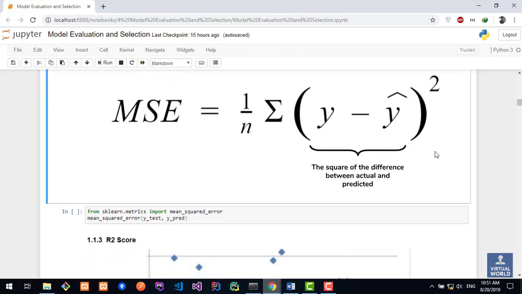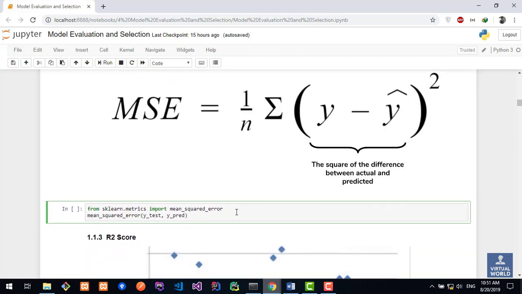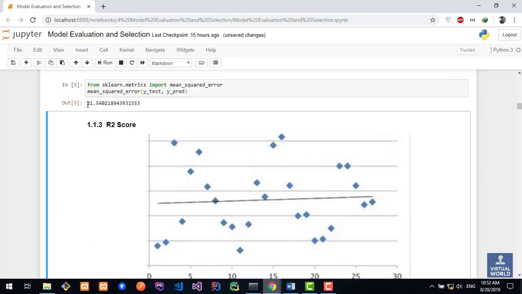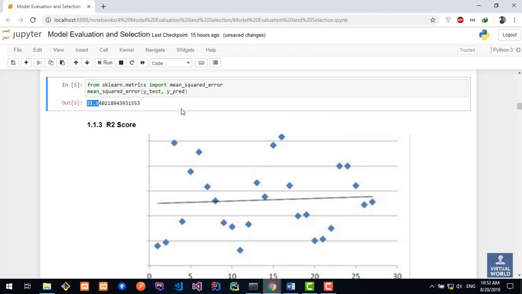To use mean square error, we will import it from sklearn metrics and use it by passing our test target and the values predicted by our linear regression model, like we did with mean absolute error. The mean square error of our model is 11.5. If you want to downplay the outlier significance, you should use mean absolute error, since the outliers won't contribute as much to the total error as in mean square error.